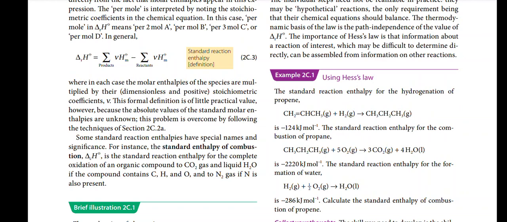Some standard reaction enthalpies have special names and significance. For instance, the standard enthalpy of combustion, delta Hc naught, is the standard reaction enthalpy for the complete oxidation of an organic compound to CO2 gas and liquid H2O if the compound contains C, H and O, and to N2 gas if N is also present.